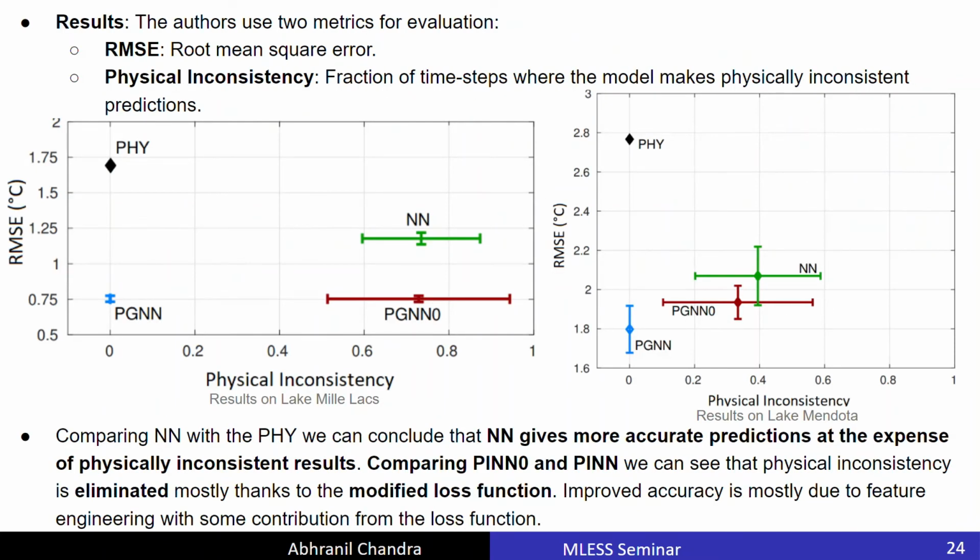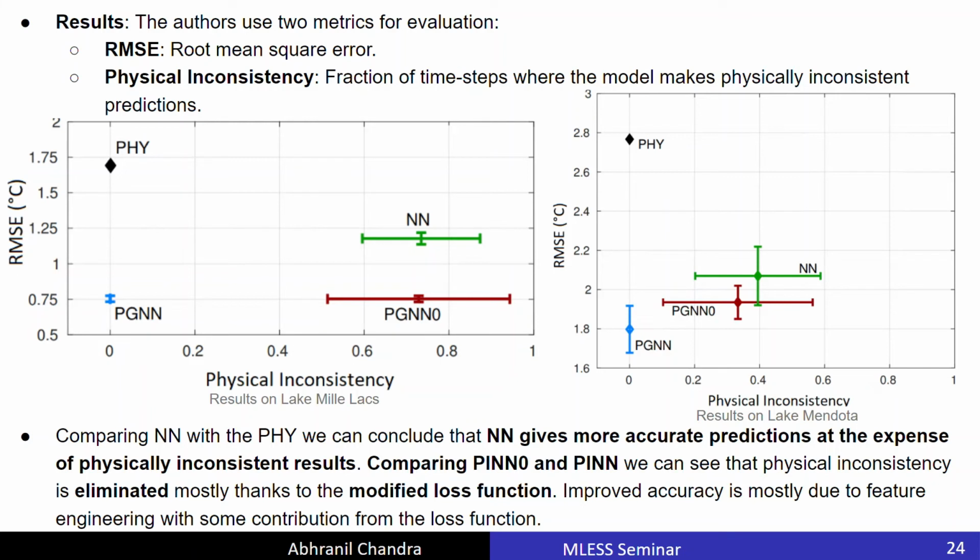Now, if you see the results, they have measured the results in terms of RMSE and the physical inconsistency, the fraction of time steps where the model made physically inconsistent predictions. They have shown the results for two lakes, that is Lake Mildax and Lake Mendota.